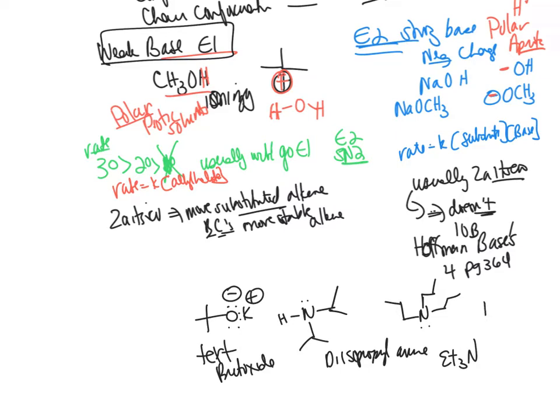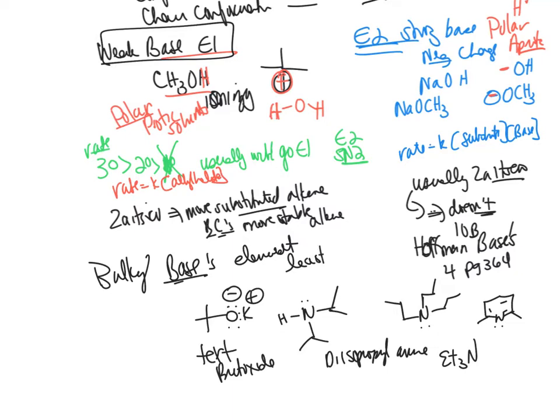And 2,6-dimethylpyridine. All right, so what do these have in common? They're bulky bases, people. And that means they're going to take away the hydrogen. They're going to eliminate the hydrogen that's the least crowded. And so it's going to give you the least substituted product.